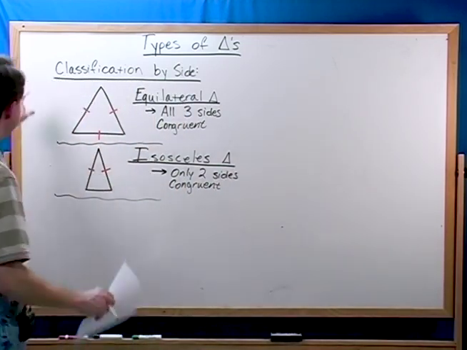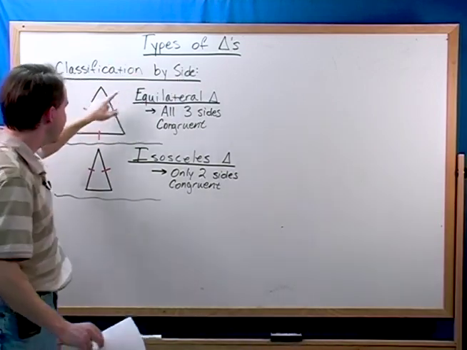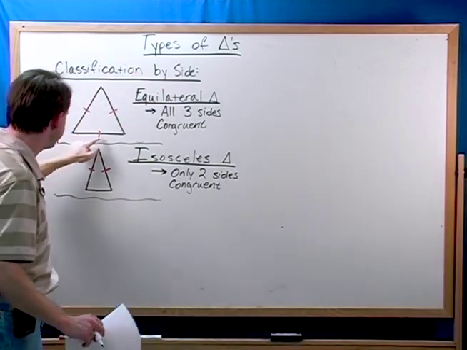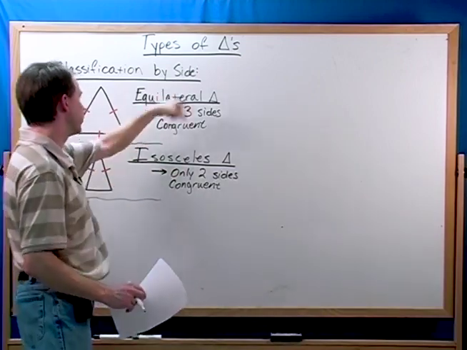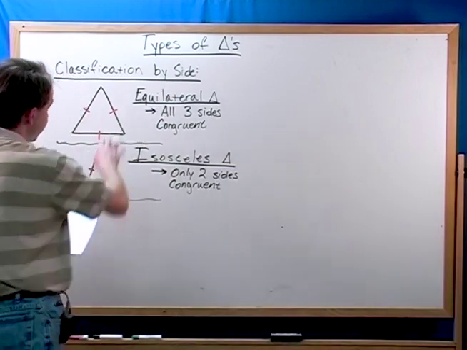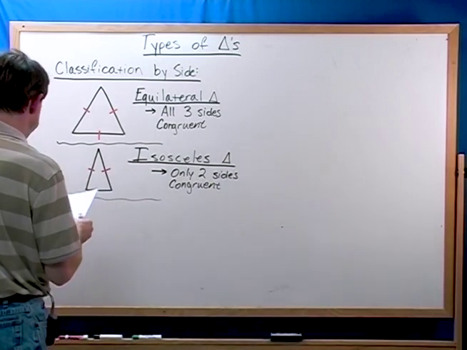Okay, and again, this is classification by side. That's what this means. We're looking at the sides of the triangles, and we have these properties, three sides equal, two sides equal, and we're putting them into buckets. We'll do different kinds of classifications here in a little bit.